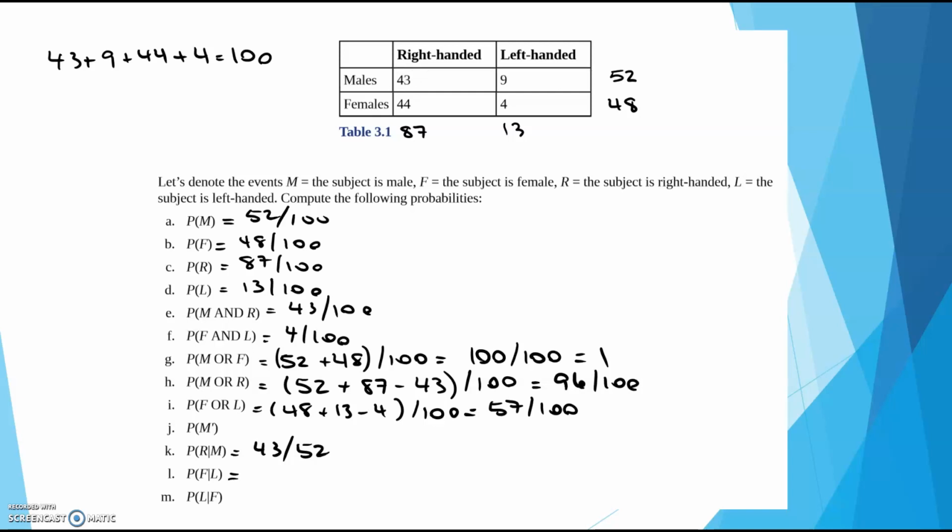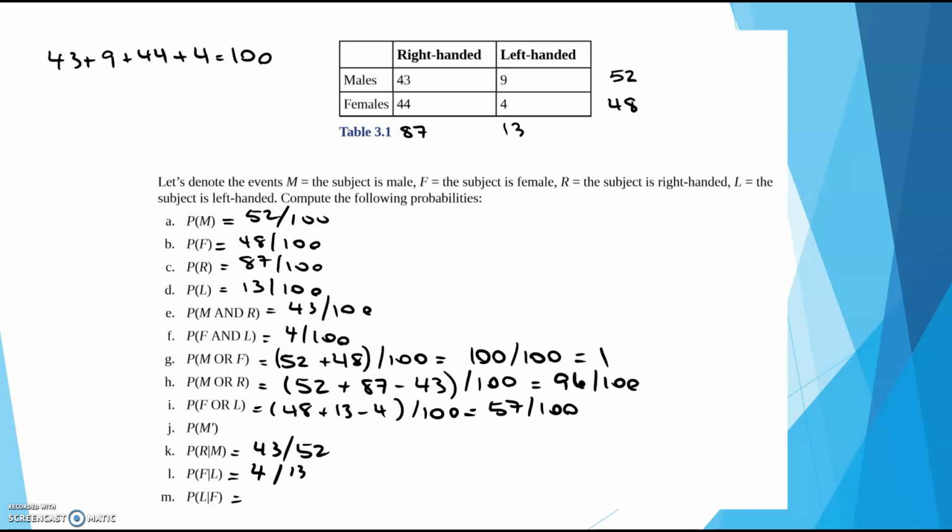Okay, so probability of female given left-handed. The first thing that has got to happen is they have to be left-handed. Within that category, how many of them are female? Well, you've got 4 out of how many left-handed people? 13.